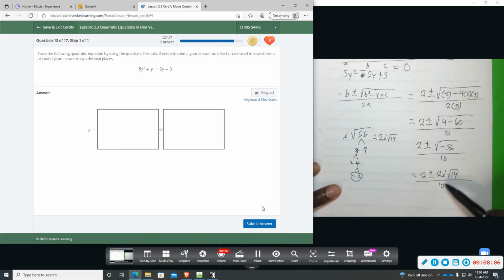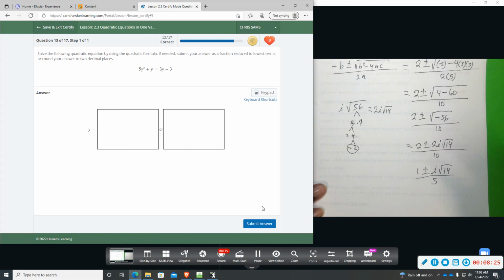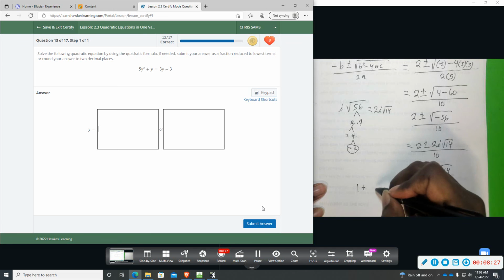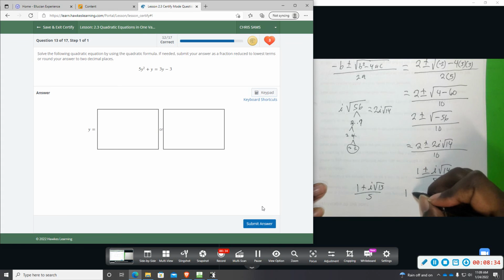All of these are divisible by 2, so we can divide by 2, not under the square root. That will be 1 plus or minus i square root of 14 over 5. And from here, we'll just write them separately: 1 plus i square root of 14 divided by 5, and then 1 minus i square root of 14 over 5.